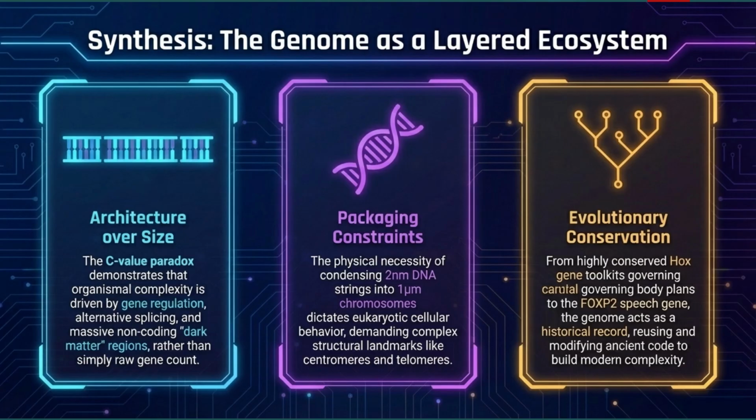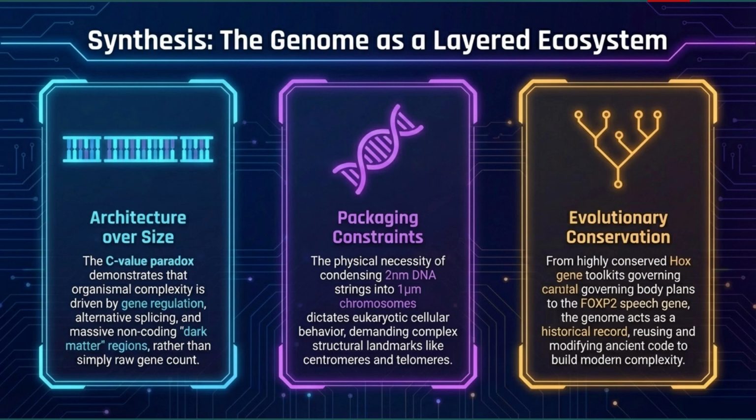In synthesis, we can view the genome as a layered ecosystem governed by several overarching principles. Firstly, architecture over size. The C-value paradox clearly demonstrates that organismal complexity is driven not simply by raw gene count, but by gene regulation, alternative splicing, and the massive non-coding dark matter regions.